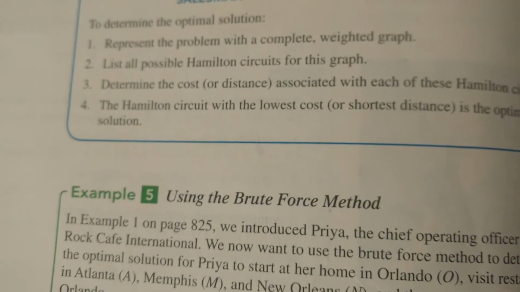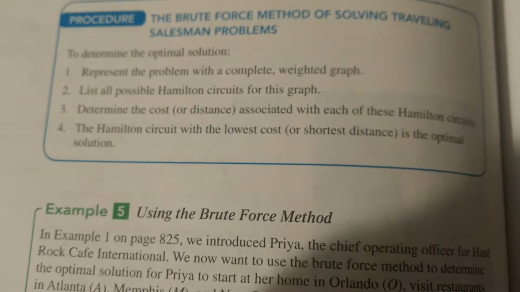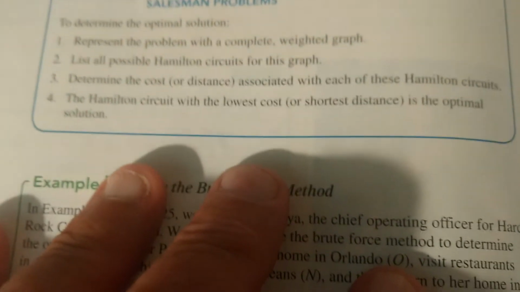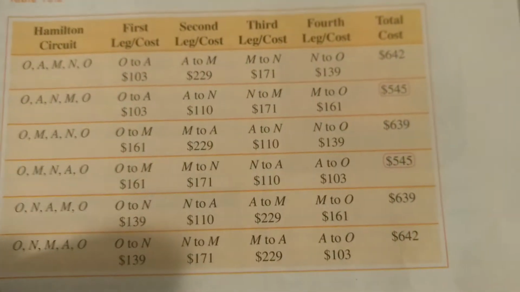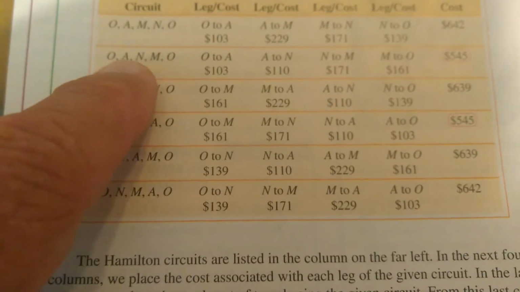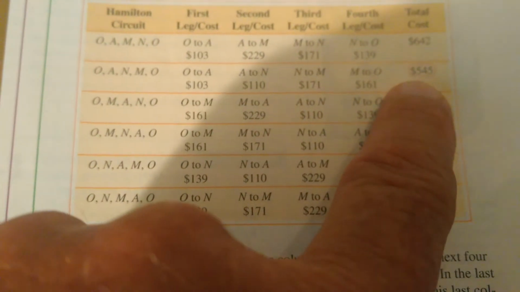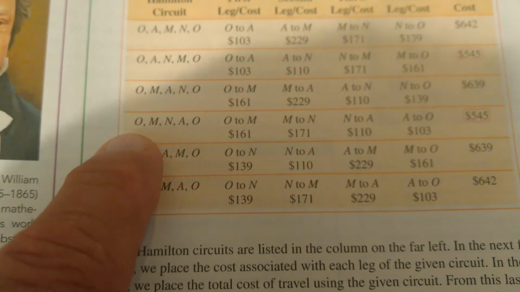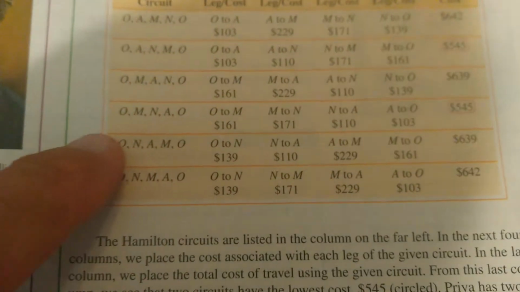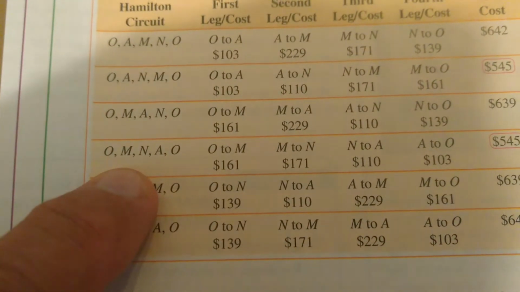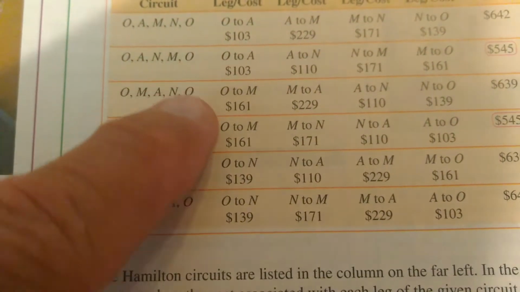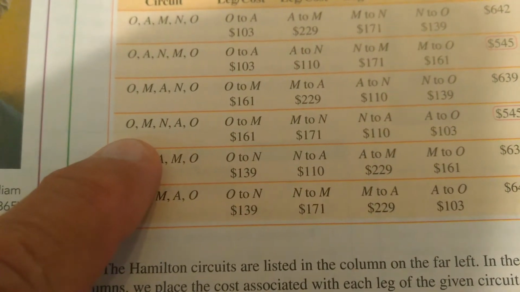This says determine the cost associated with each of these Hamilton circuits, which they have. The Hamilton circuit with the lowest cost or shortest distance is the optimal solution. So if we look at this chart right here, we can see that we have two options. We have Orlando to Atlanta to New Orleans to Memphis to Orlando, which is 545. We also have Orlando to Memphis to New Orleans to Atlanta to Orlando, which is also 545. If you look at these two optimal solutions, you'll see basically the same thing. This is ANM and this is ANM backwards.